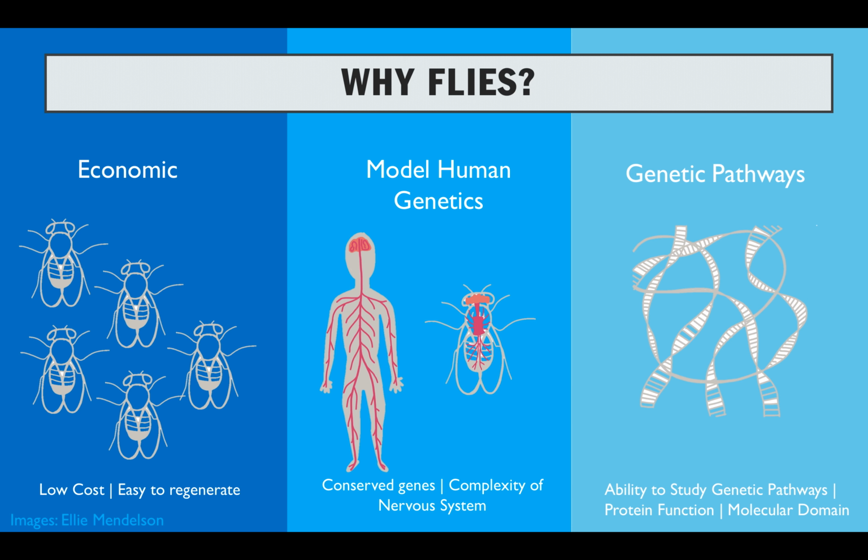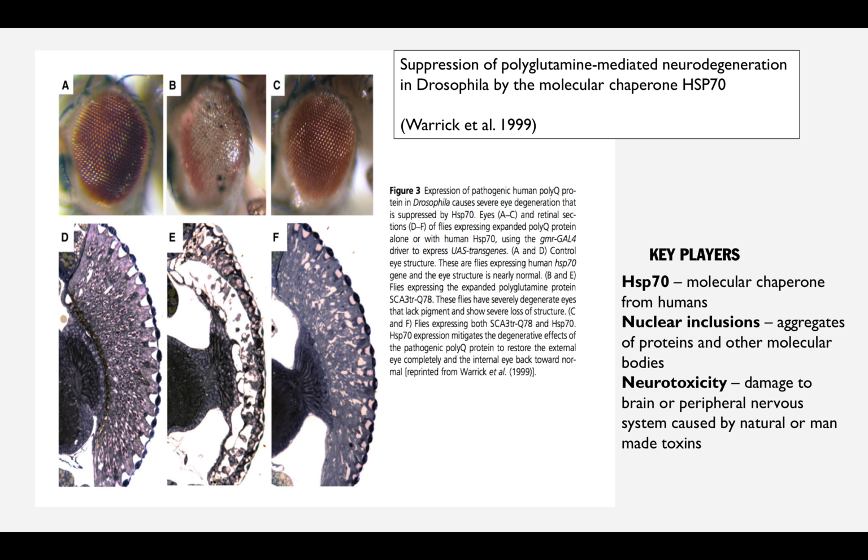Within the context of neurodegenerative disease, it's absolutely crucial to learn about how proteins interact with themselves and their surroundings to form the degenerate structures themselves. This figure is taken from a study that looks at HSP70 and its effect on the eye's degeneration from polyglutamine protein in Drosophila. HSP70 is a molecular chaperone protein from humans that is used during the folding process.